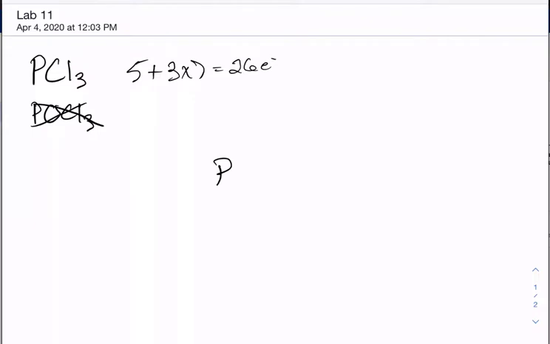And for almost every example that we really see in general chemistry, whatever our first element is that we're given in a formula, that's probably going to be your central atom unless that first element is hydrogen. That's probably a good general rule of thumb that you'll normally see.